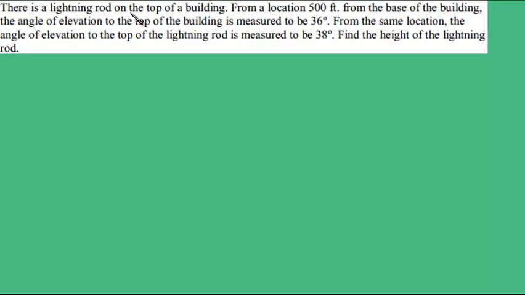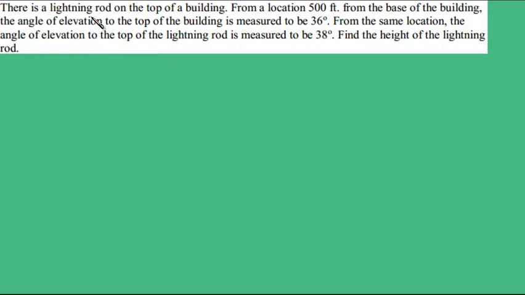There is a lightning rod on the top of a building. From a location 500 feet from the base of the building, the angle of elevation to the top of the building is measured to be 36 degrees. From the same location, the angle of elevation to the top of the lightning rod is measured to be 38 degrees. Find the height of the lightning rod.